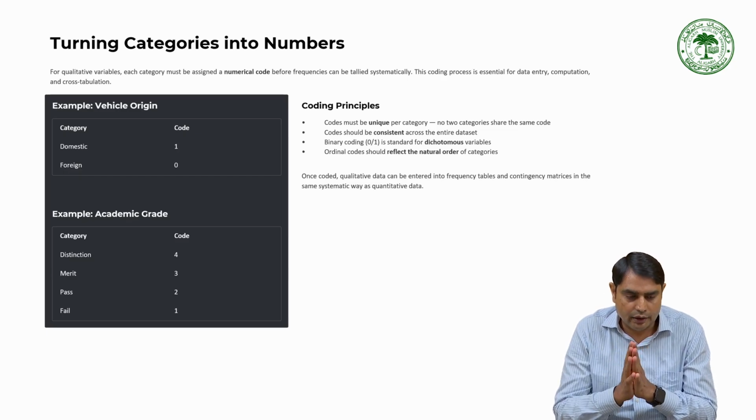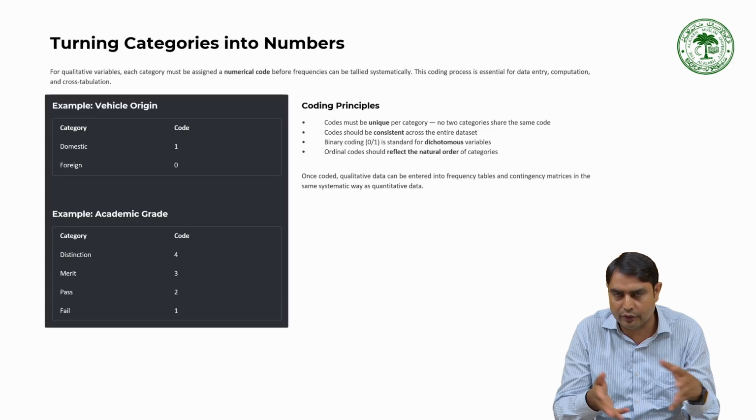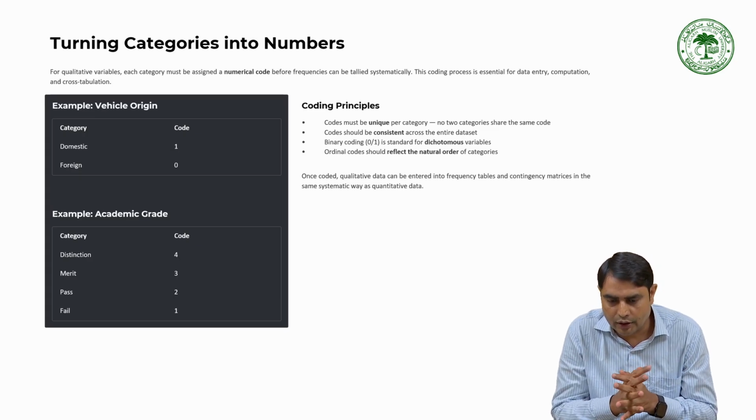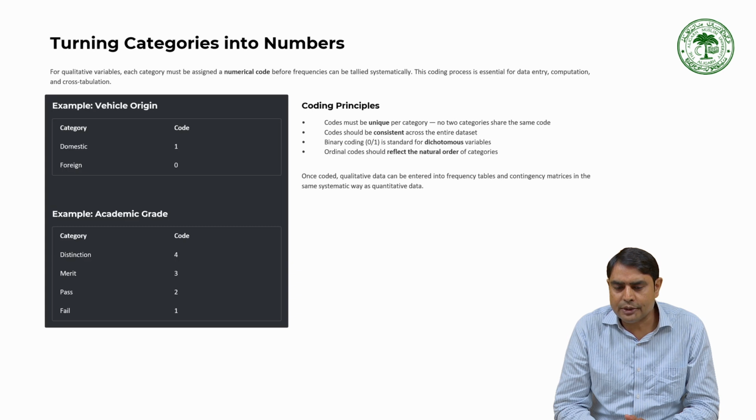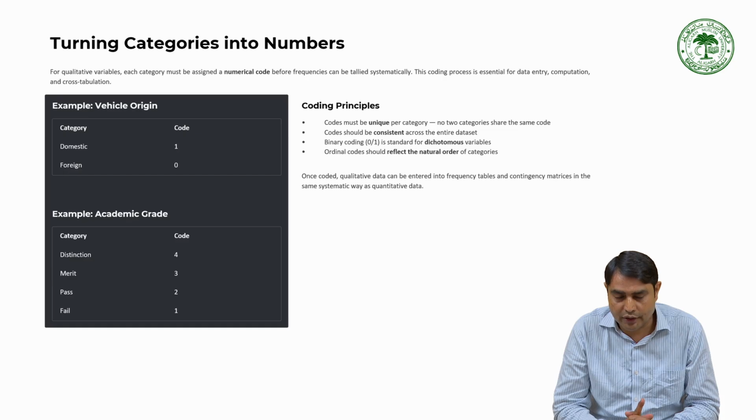Okay, and this is the example. Another example given on the screen is the category: distinction, merit, pass, fail. You can represent it by assigning a numerical value to it. So what are the coding principles? If your data is categorical, the code must be unique per category. No two categories should share the same code. Code should be consistent across the whole data set. Binary coding is usually done as 0 and 1, or 1 and 2.